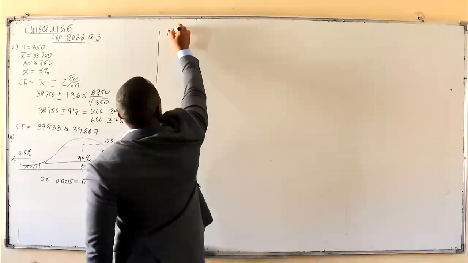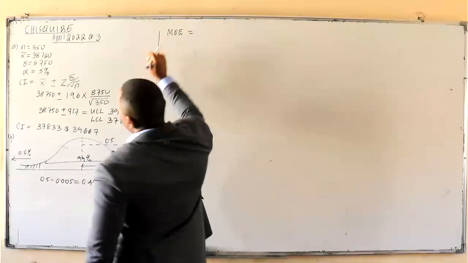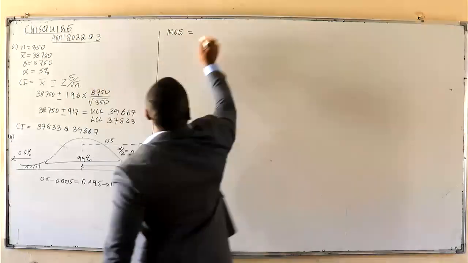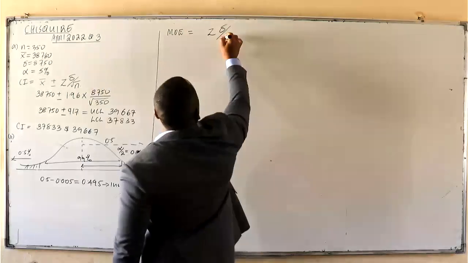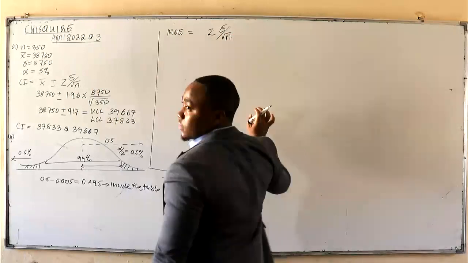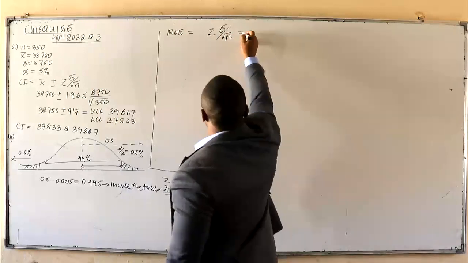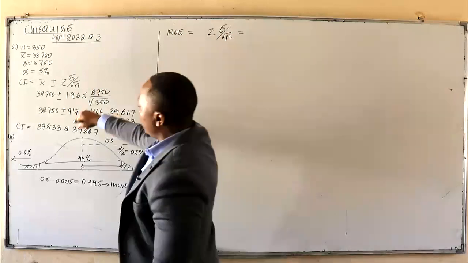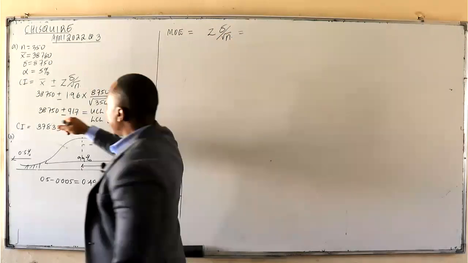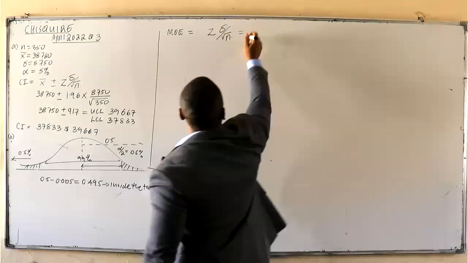Margin of error, this is what we are computing here. It's Z times standard deviation over the square root of N. And of which we already have this, which we computed here as 917. So what we need is this N.